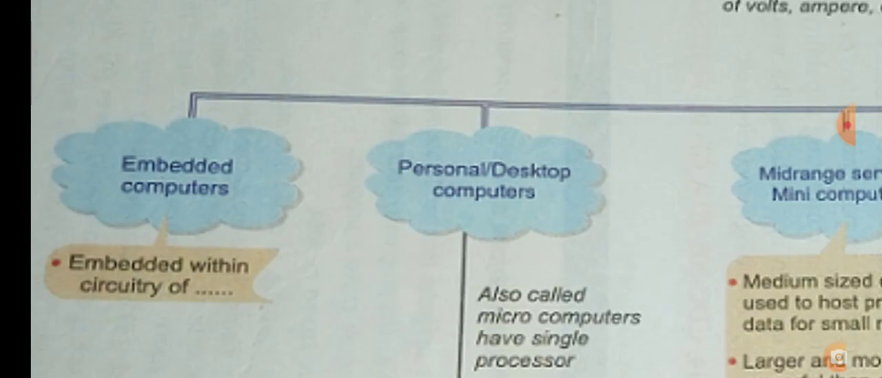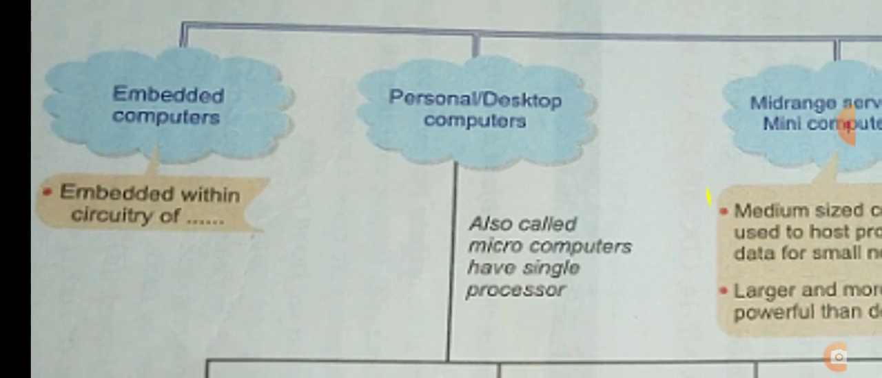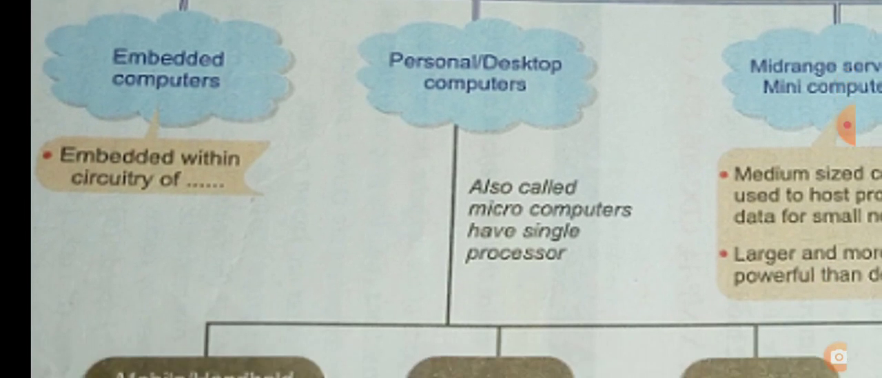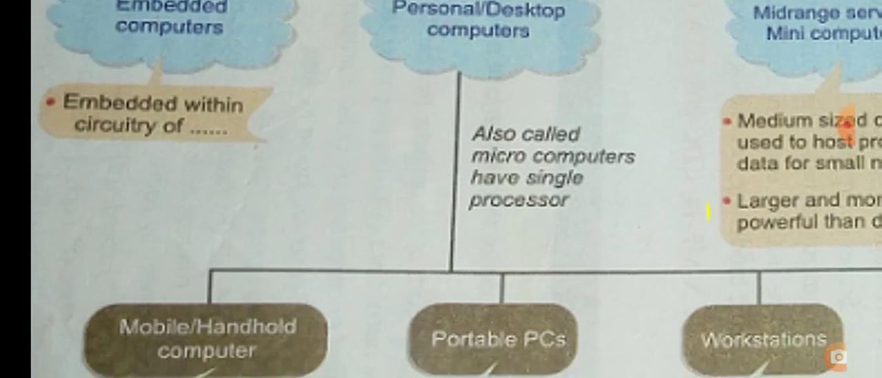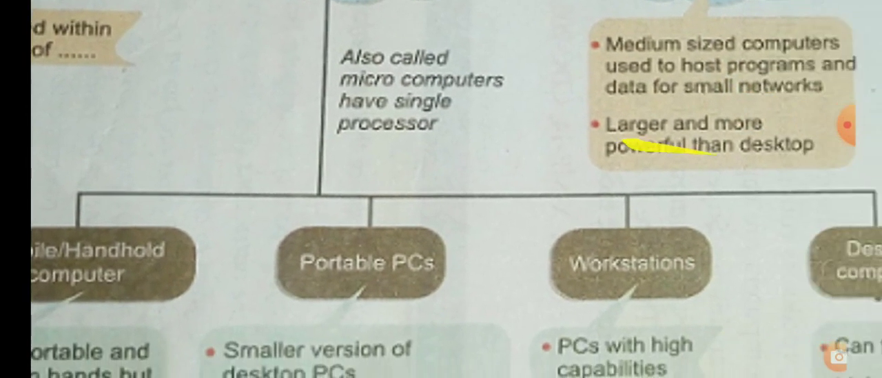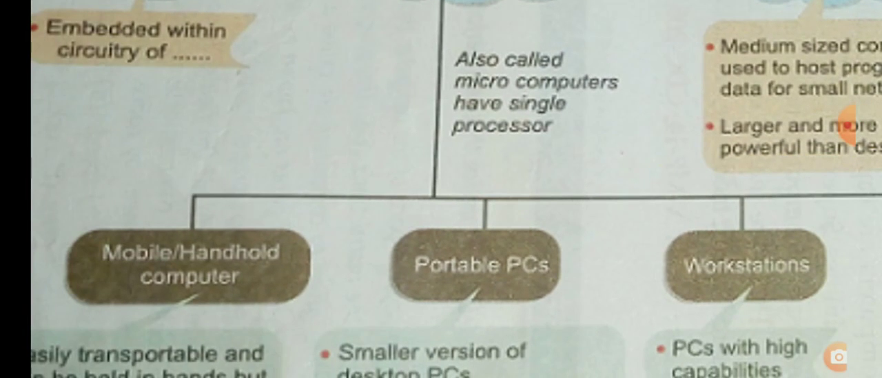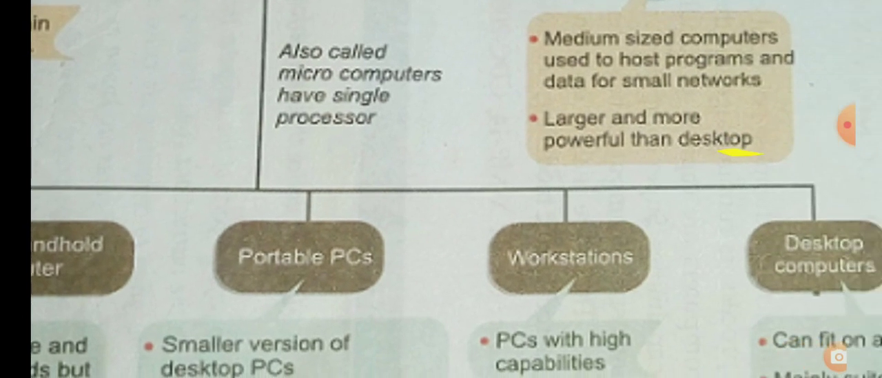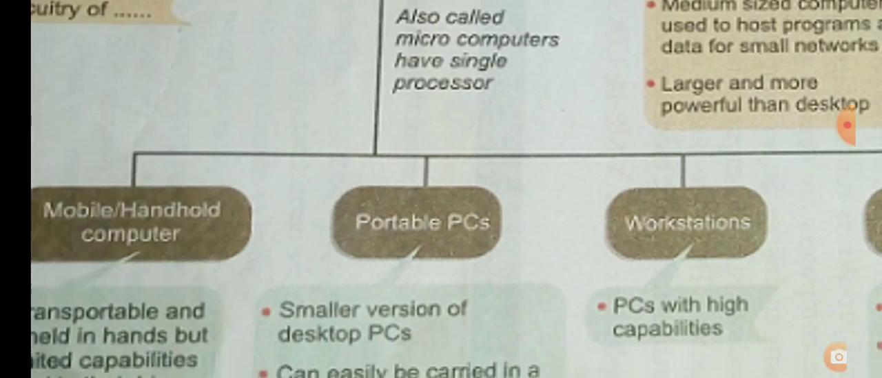And second is personal desktop computers. Personal computers, also called microcomputers, have a single processor. Again, personal or desktop computers are divided into four different categories. You can easily see them: mobile or handheld computers, second is portable PCs, third is workstation, and fourth is desktop computers.